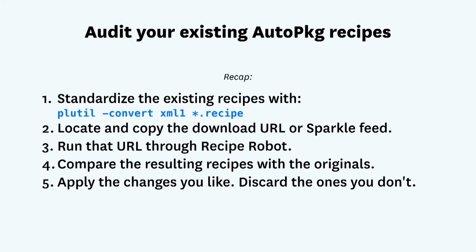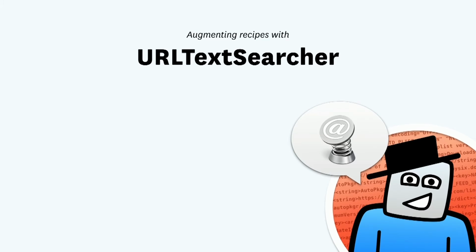So just to recap, the process for auditing existing recipes is that you're going to standardize the recipe with plutil and get all that stuff alphabetized, cleaned up, ready to diff, and you're going to find the input argument to Recipe Robot and run it so that it creates its own set of complete recipes, and then compare those new recipes with the old ones using your diff tool and apply the changes you like and discard the ones you don't. So the next thing we want to talk about is augmenting recipes with URL Text Searcher.